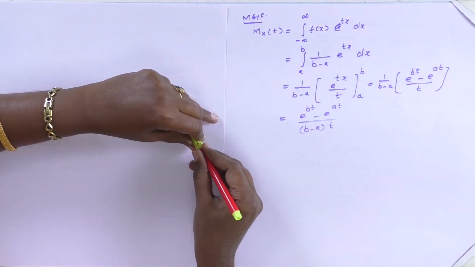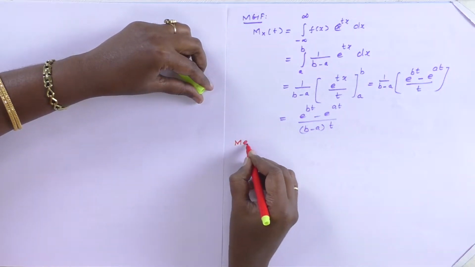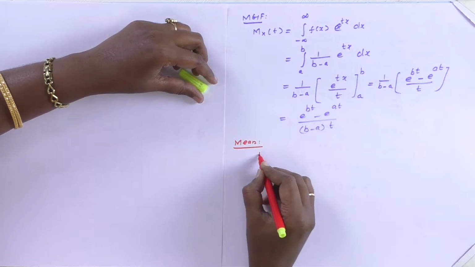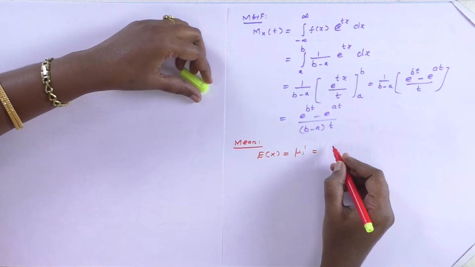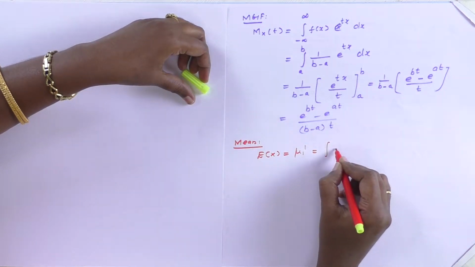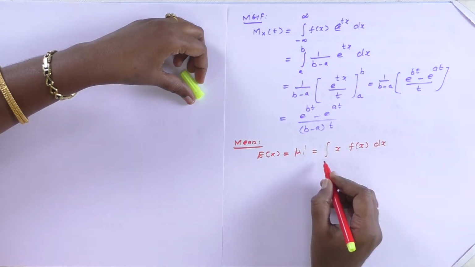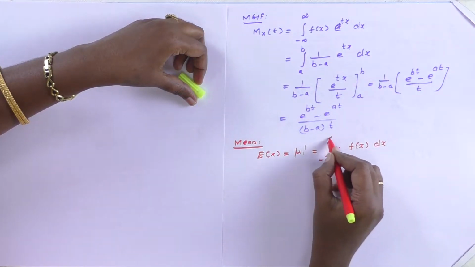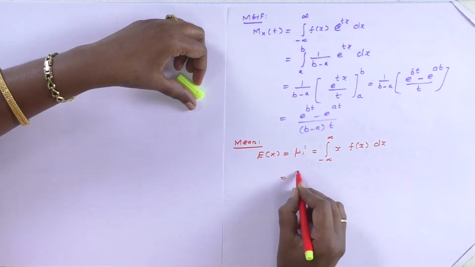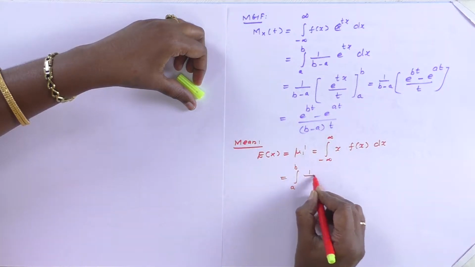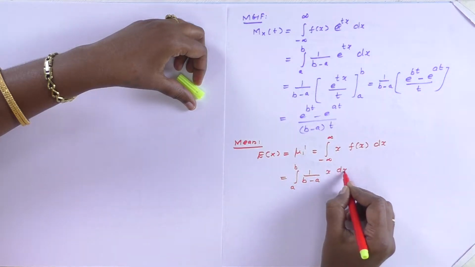Next we have to derive the mean by using the rth moment value. That is, mean is equal to expectation of x, that is mu 1 dash, that is equal to integral of x into f of x dx. Here the limit varies from minus infinity to plus infinity. According to the uniform distribution, here the limit varies from a to b. f of x is 1 divided by b minus a into x dx.